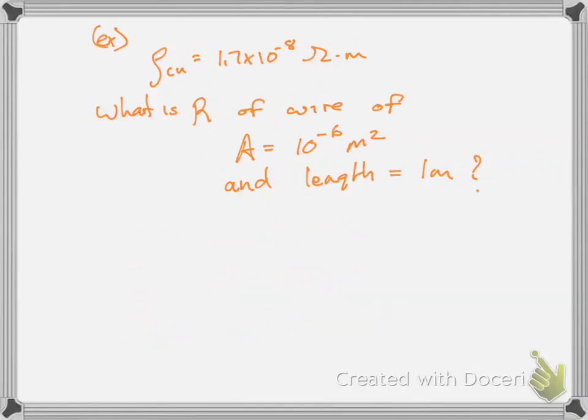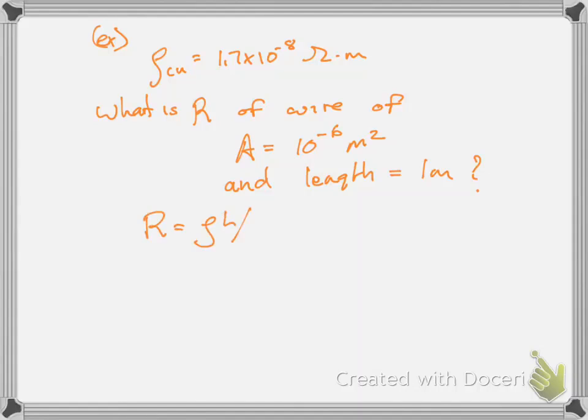So an easy example: let's take a typical copper wire we find in lab. Let's say it has the resistivity that we looked up, and ask what's the resistance if the wire has a cross-sectional area of 10 to the minus 6 square meters. That's about 1 millimeter by 1 millimeter if it was a square cross-section, which seems like a reasonable size of a wire, though a wire could be a lot bigger. And a length of 1 meter, a typical wire you would find. What's the resistance of that wire?